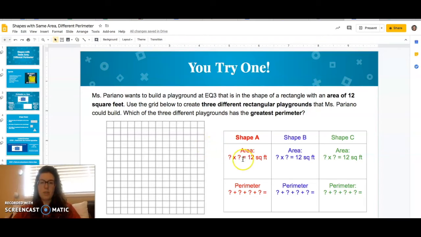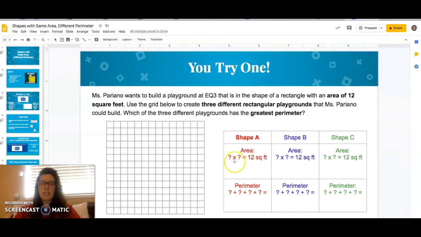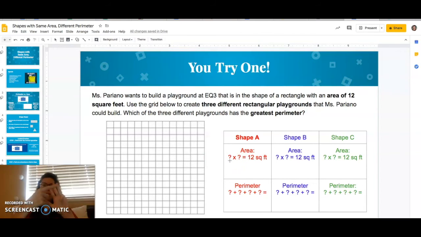Okay, so the first thing I know I need to do is create a shape, a rectangle specifically, and I need to think about what 2 factors, when I multiply them together, which length and width, will equal 12. Gotta go back to my multiplication knowledge for this one. Maybe I'll try something with 2. 2 times 2, 4, 6, 8, 10, 12. 2 times 6. Let me make a rectangle with a length of 2 and a width of 6.